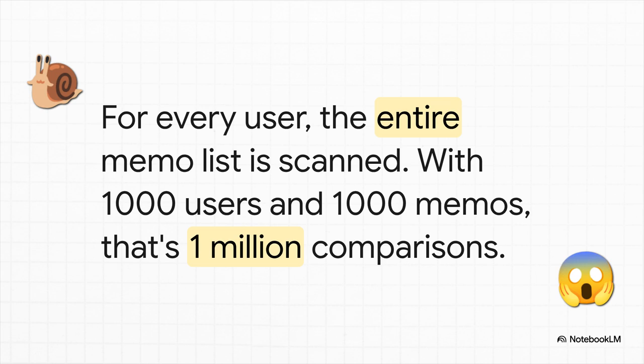But let's think about the math here. If you have 1,000 users and 1,000 memos, your code is doing 1 million comparisons. If those lists grow to 10,000 each, that's 100 million comparisons. This is what we call O(n*m) complexity, and it is a complete nightmare for scalability.